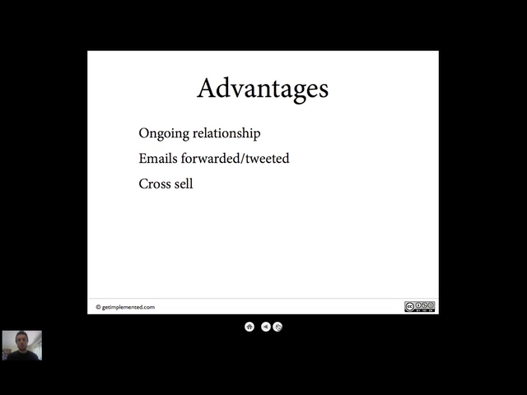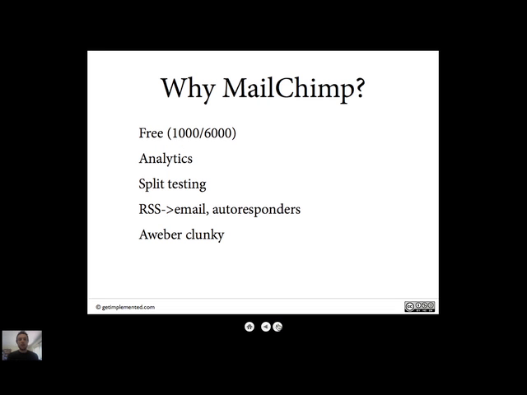Basically, people can read the email at their leisure, they can forward it to friends, they can tweet, stuff like that. And also in the body of the email, there's cross-selling opportunities. So in one of my particular mailing lists, in the sidebar of the email, I have other products that I'm selling. Now, why am I using MailChimp?